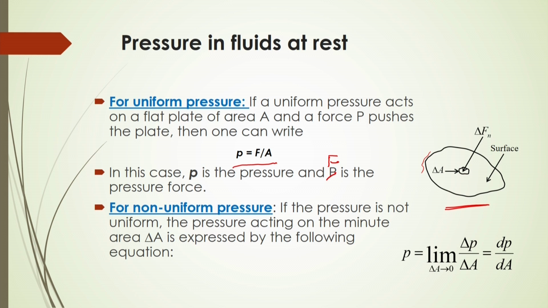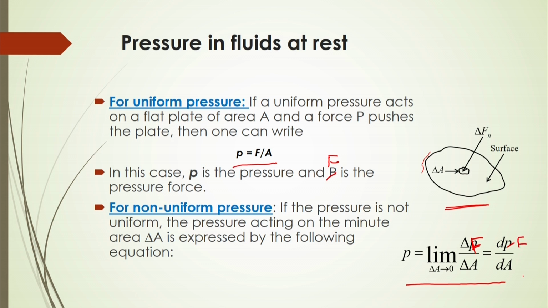For non-uniform pressure, if the pressure is not uniform, the pressure acting on a minute area, represented by delta A, is expressed by the following equation: small p equals the limit as delta A tends to 0 of delta F upon delta A. Here it is delta F upon delta A instead of delta P. F is the pressure force and small p is the pressure, so it is represented by dF by dA.